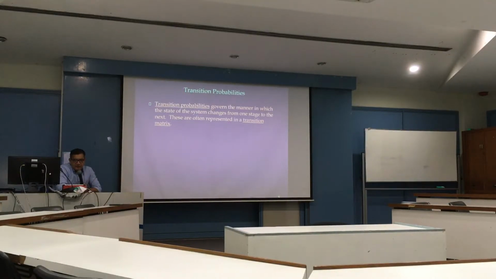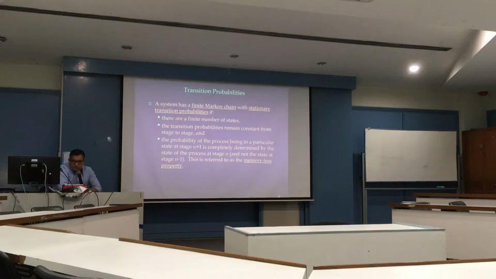And when we try to write down the transition probabilities, we can represent them in matrix form. We call it the transition matrix. For example, in this case, let me explain a little bit about the Markov processes that we studied in our class. We studied just a very basic introduction. We studied the case of stationary transition probabilities.